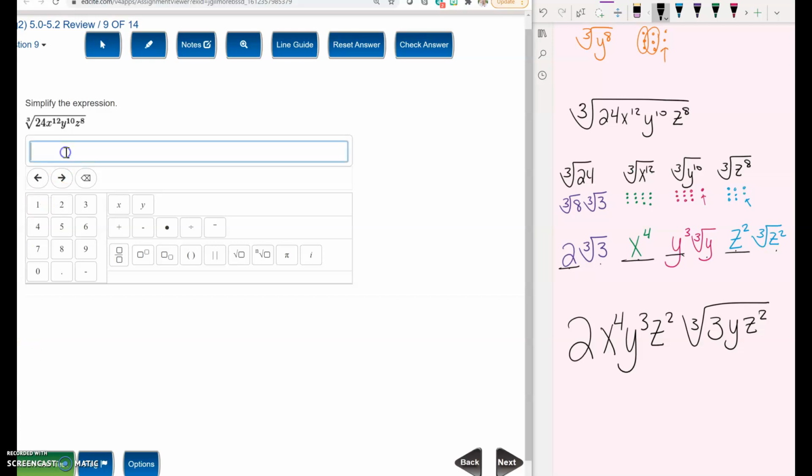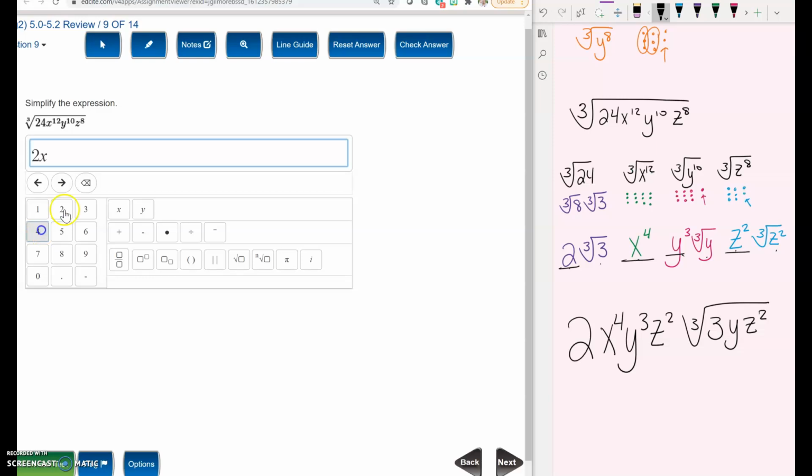When we type that in here, we have 2x to the 4th. Don't forget to get your cursor out of the exponent before you type in your y raised to the 3rd. Get out of the exponent. There's no z on here, so you will have to use your keyboard to do z. Z raised to the 2nd. Get out of your exponent.